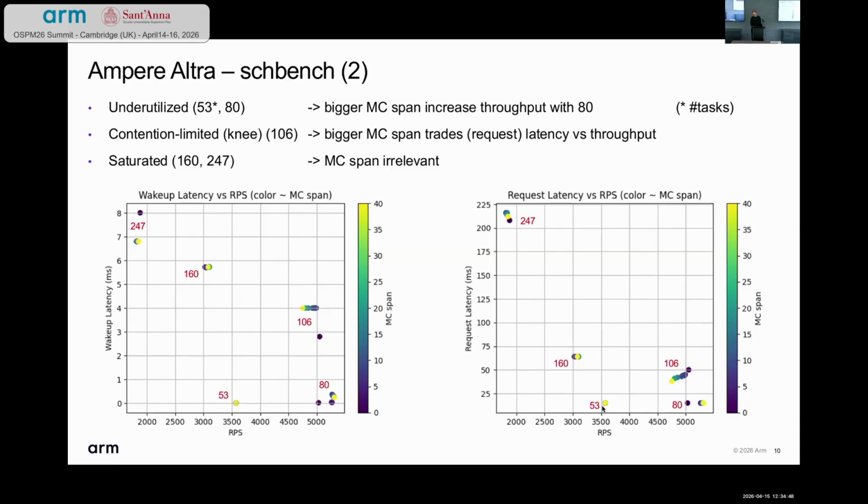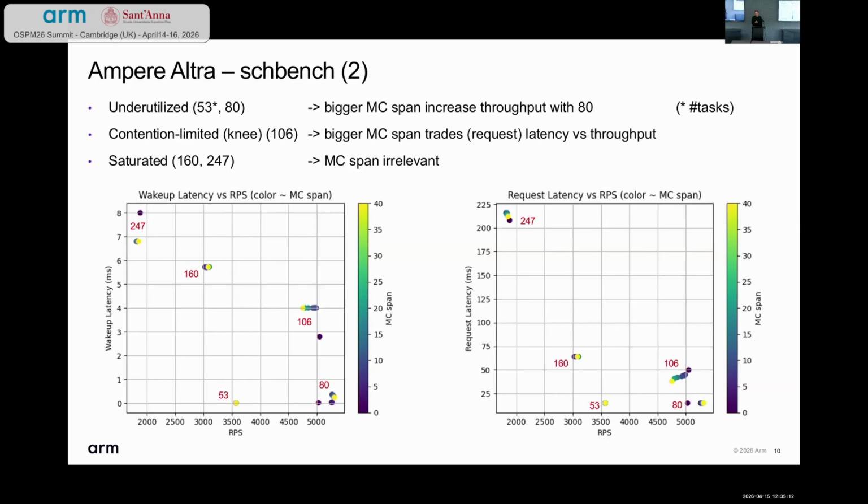When you are completely underutilized, there's nothing to be gained. And also if you are heavily overutilized, it doesn't really make sense. But this is a normal scheduling problem. So you have to be in the zone of 80 or 106 tasks on this specific setup to reason about what you essentially change when you go from 0 to 40 in MC size.